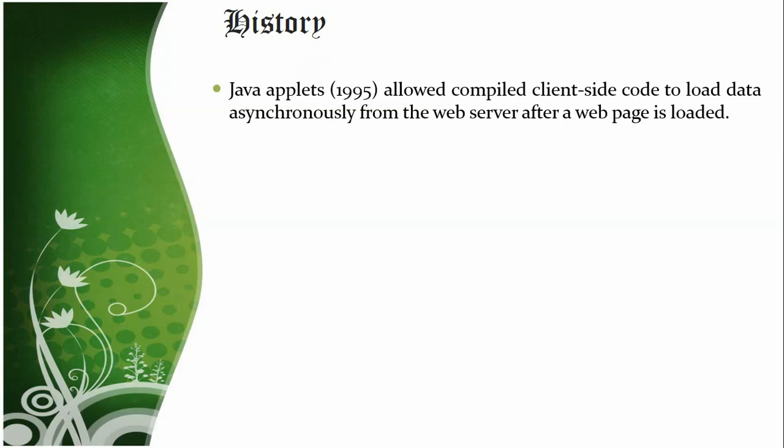Okay, when the web was just coming up, you could see applets which run like a desktop application in the web browser. It was compiled client side code to load data asynchronously from the web server, because an applet runs on its own. It has its own life cycle. It is loaded on a web page. So when applets work, basically it looks like a desktop application running in your web browser.